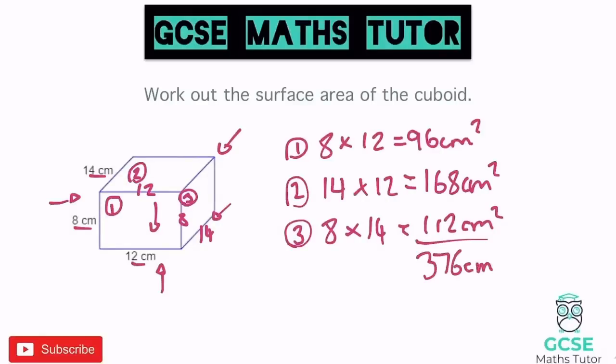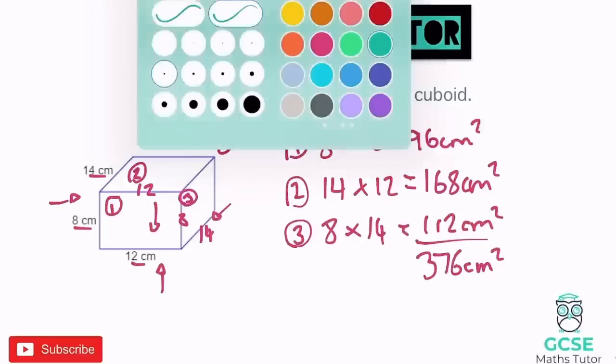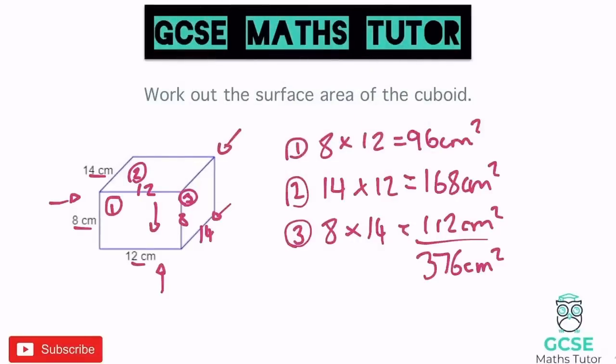376 centimetres squared. Now you've just got to be careful at this point. Obviously, don't forget there are 2 of each face, so we just need to double our answer, or times that by 2. So times that by 2 gives us a total surface area here of 752 centimetres squared, and there's our final answer for the surface area.